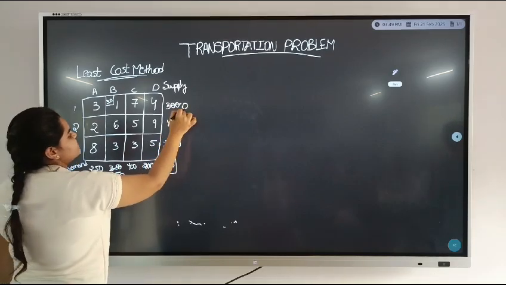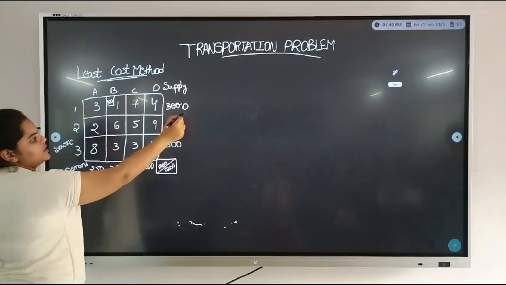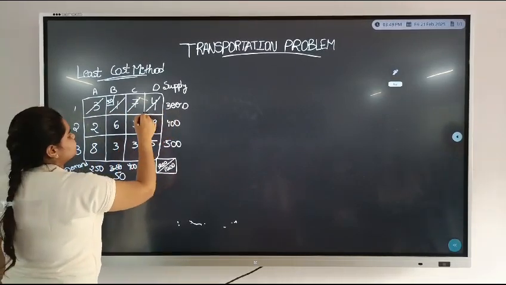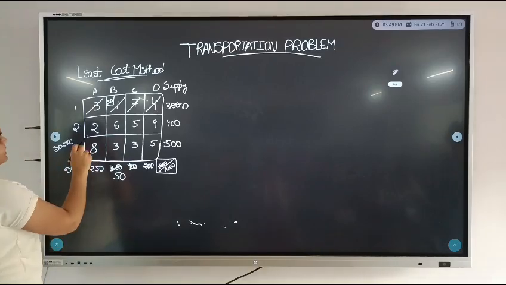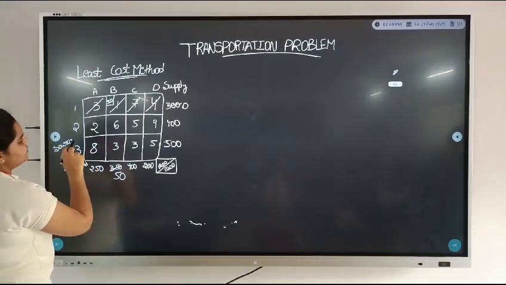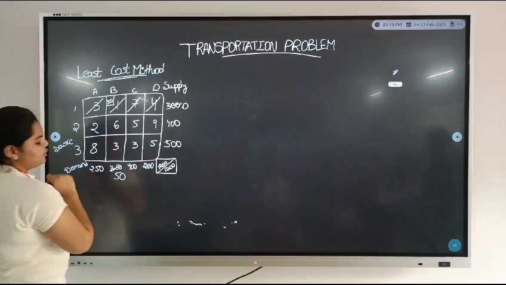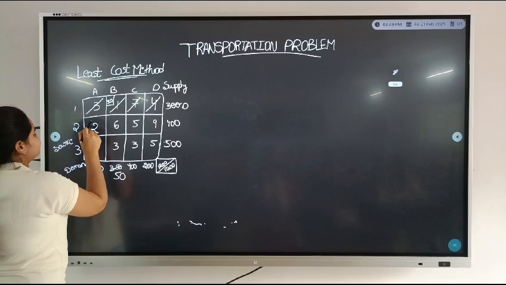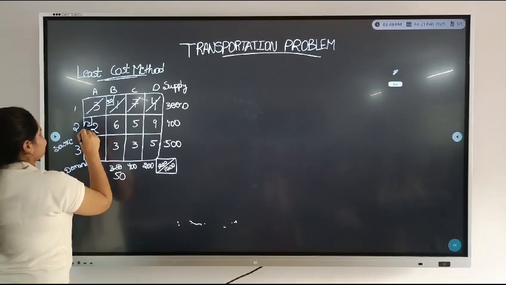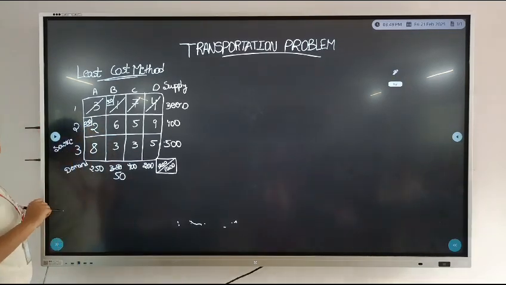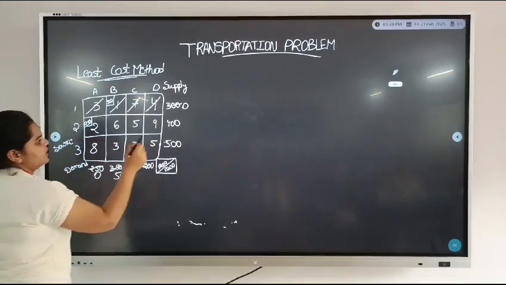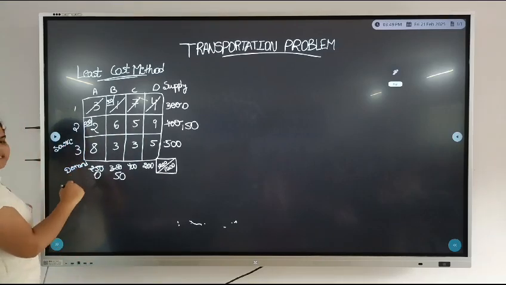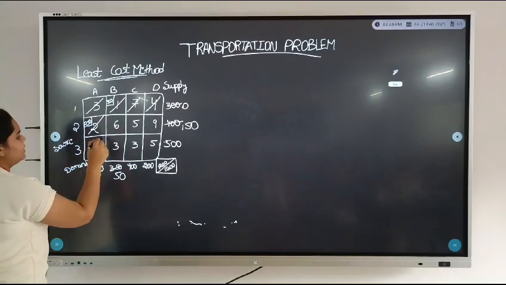So 0 comes for the row, right? So this row will be cancelled. And next the least number is 2. For this 2, I have 400 and 250. In these two, the least number is 250. So I will take 250. 250 minus 250 means 0. Here remaining 150. The column answer is 0, right? So this column will be cancelled.